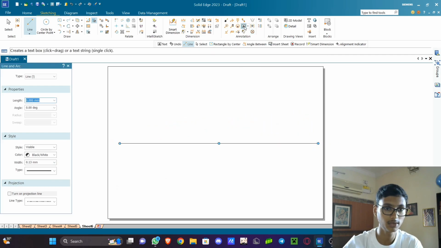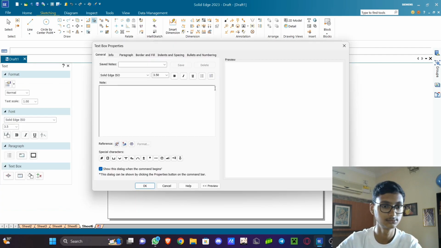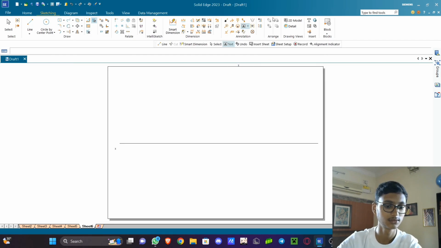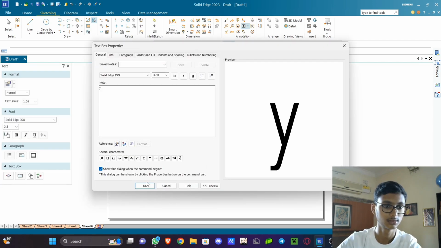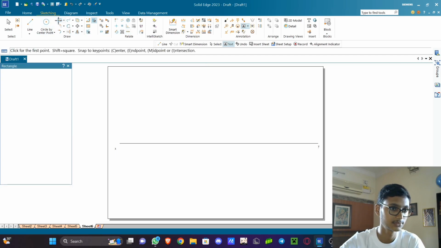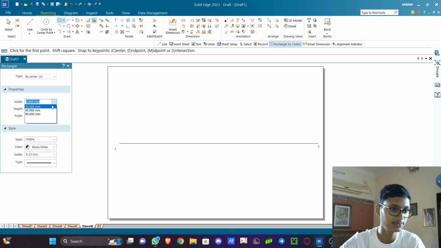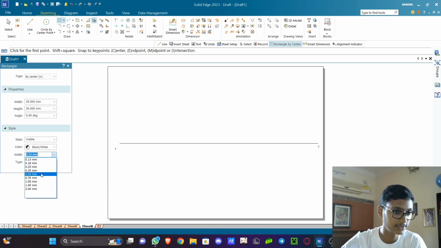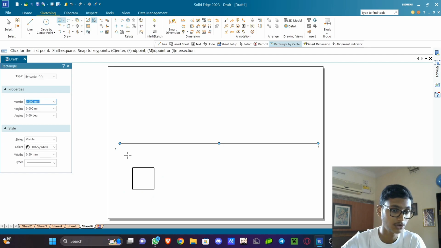Let us name it as X and Y. X, now Y. And now we need to draw a square lamina of 30 mm sides. So click on this rectangle and give the width as 30 mm, and the height is the same 30 mm, angle is 0 degree, and the square lamina edges should be a thick line. So select 0.50 mm for the thick line. So this is a square lamina of 30 mm sides resting on an edge on HP.